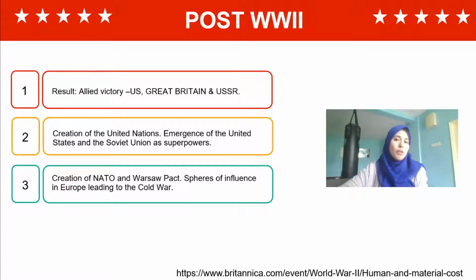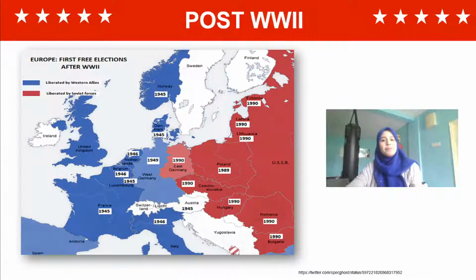So the result of World War II: Allied victory, U.S., Great Britain, and USSR, and the creation of the United Nations. Until now, we have the United Nations. Emergence of the United States and Soviet Union as superpowers, creation of NATO and the Warsaw Pact, and spheres of influence in Europe, leading to the Cold War.